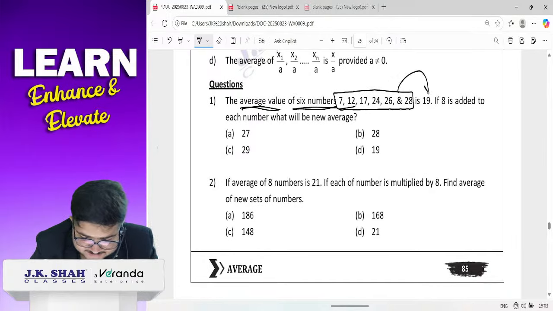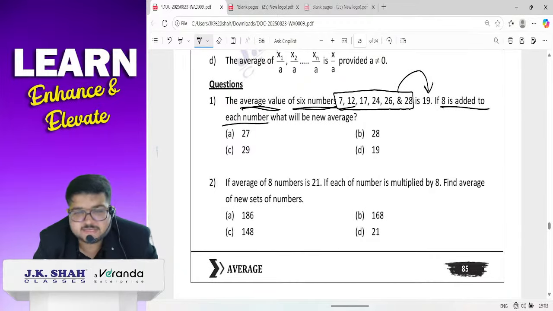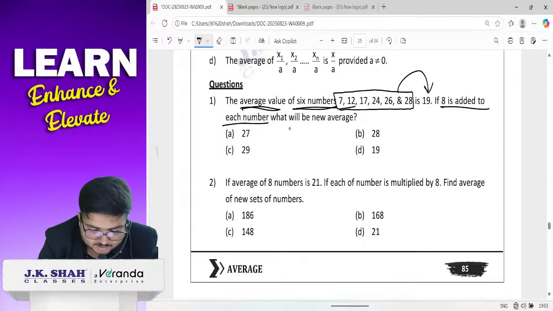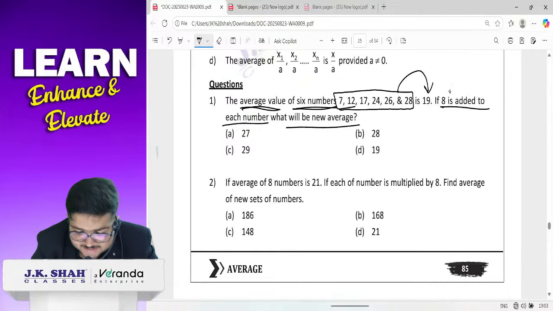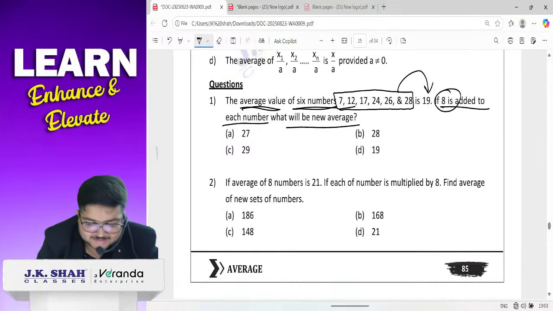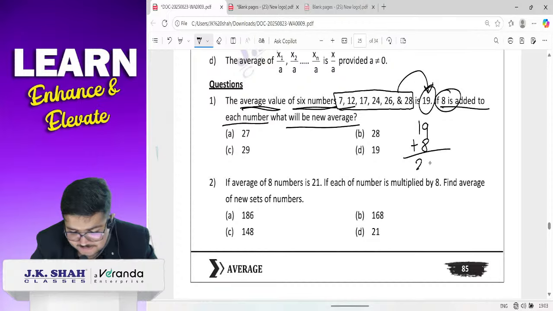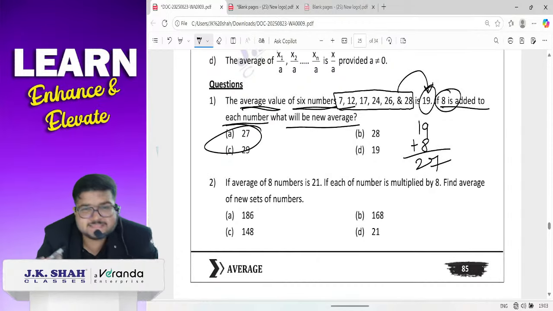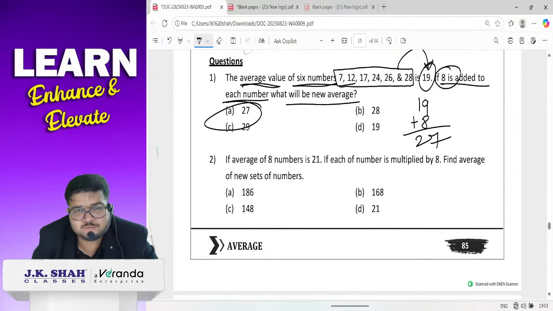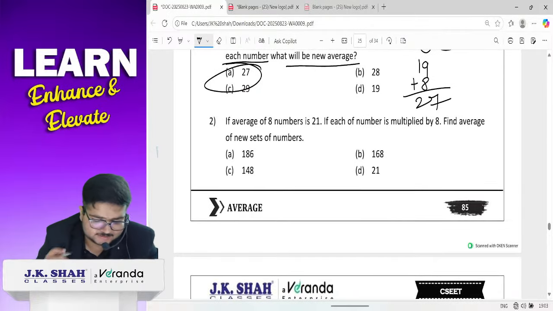Their average is 19. If 8 is added to each number, what will be the new average? If 8 is added to each number, then the average will also increase by 8. The average is 19, so you add 19 plus 8, that is 27. The answer is 27, very easy. You don't have to calculate every observation and then find the average. That is the trick.